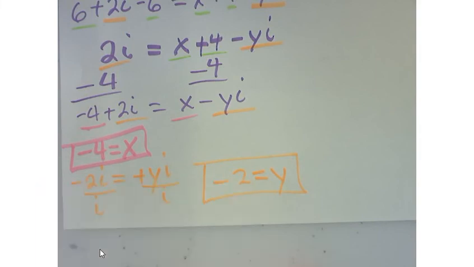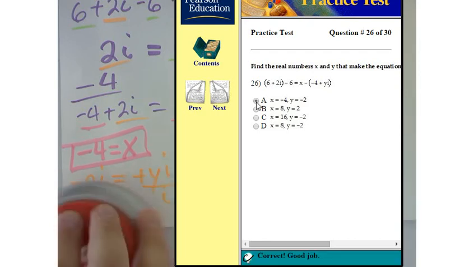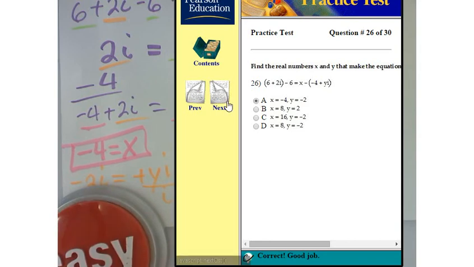Let's see if we're correct. Wha-bam with the bacon sizzle. That was easy. What's the next one you guys want to do?